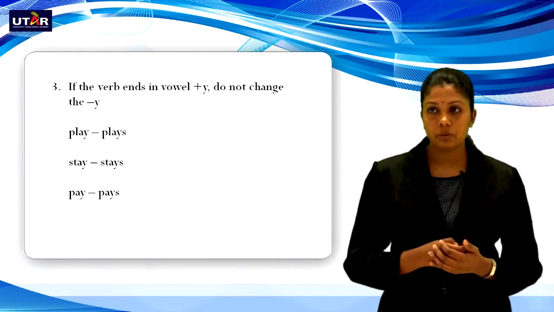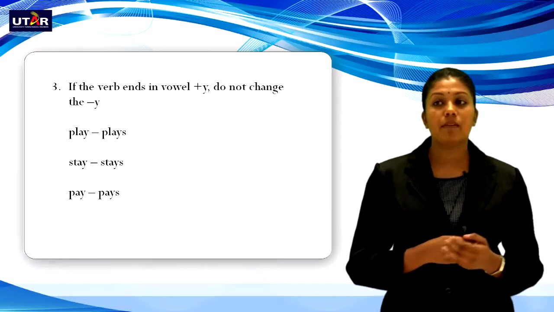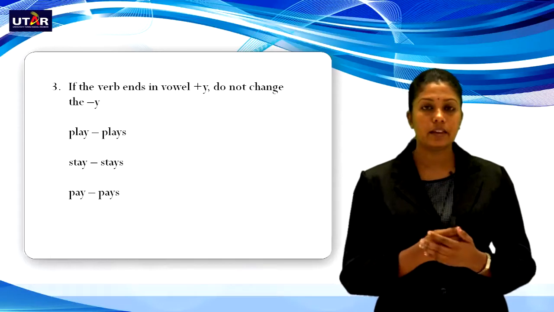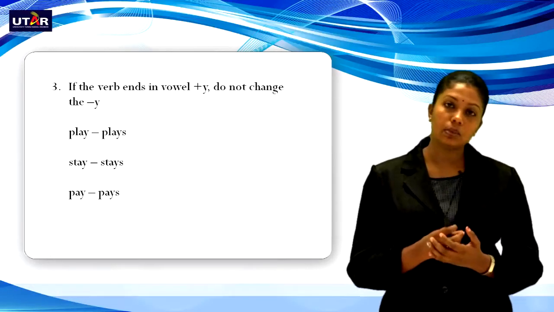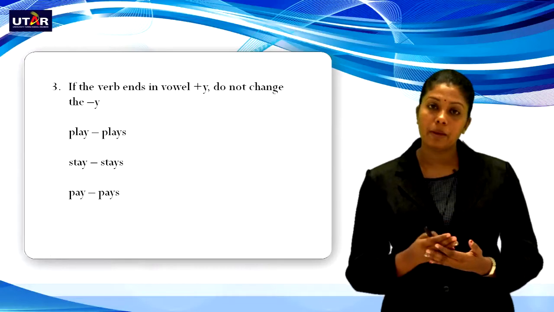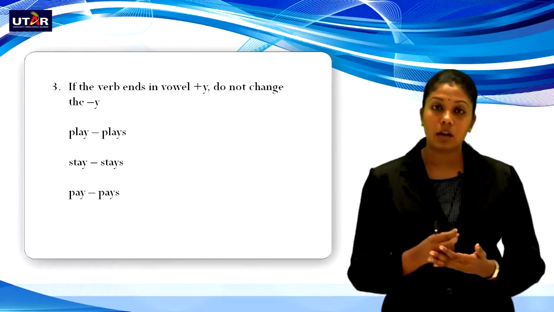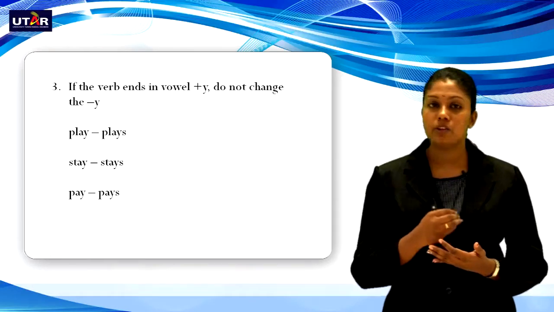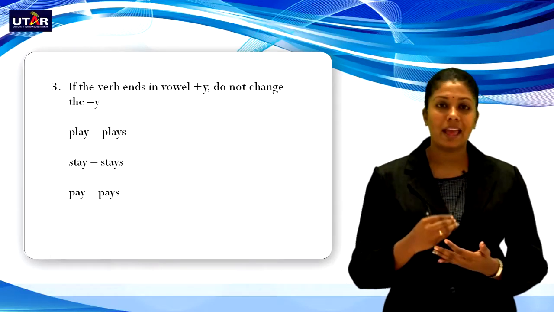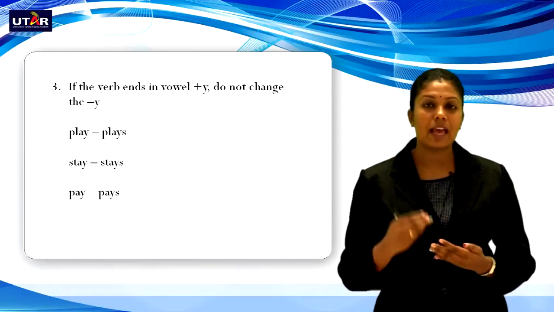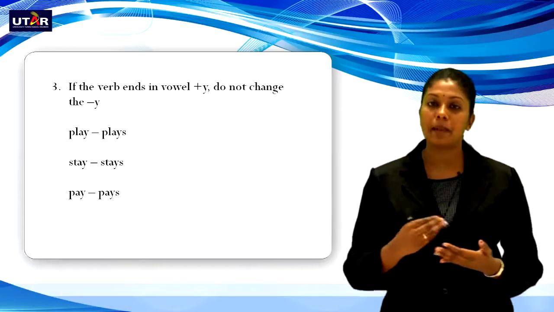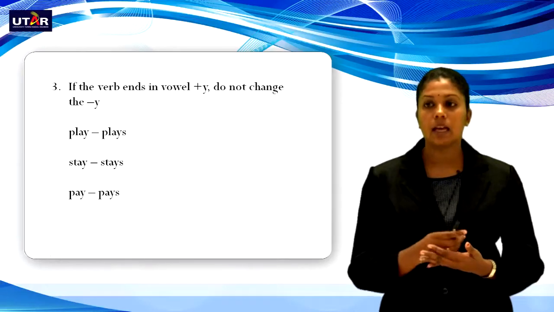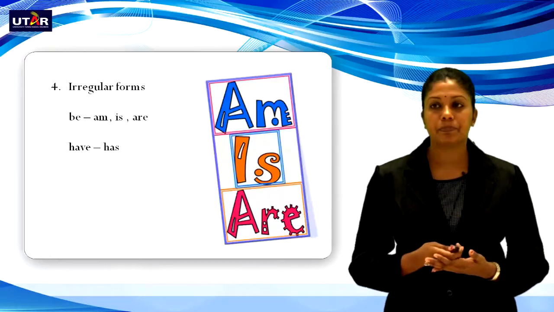Moving on to the third rule, if the verb ends in vowel plus Y, do not change the Y. Let's look at this example. Play. Though this word ends in Y, before the letter Y, there is a vowel. Vowel is A-E-I-O-U. So play, you don't have to remove the Y and add I-E-S, but you have to just add S to it. So play becomes plays, P-L-A-Y-S. Then we have stay, stays, pay, pays.